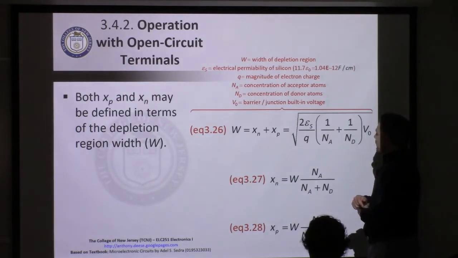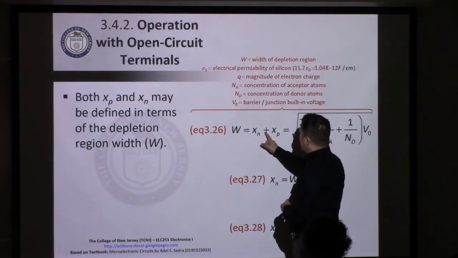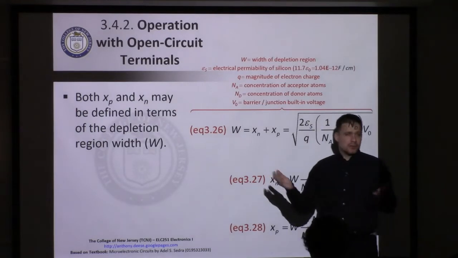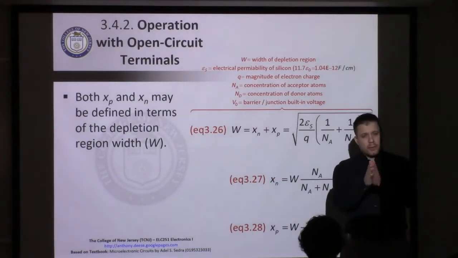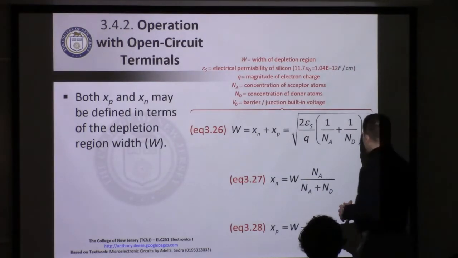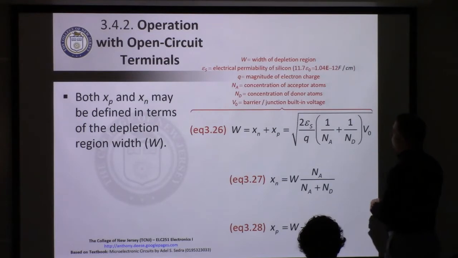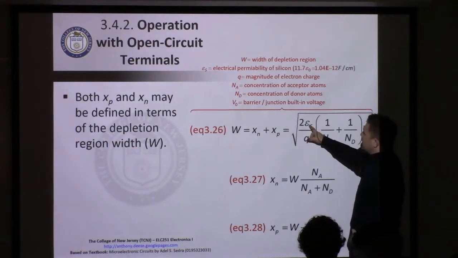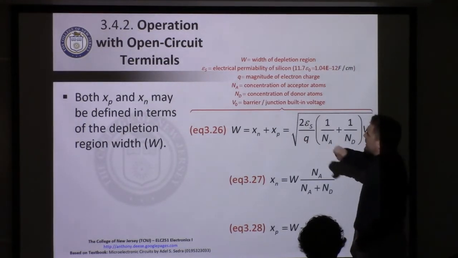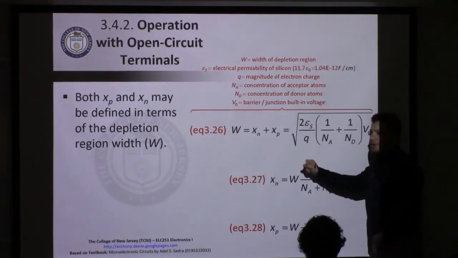Okay, so equation 326 tells us that the width of the depletion region equals xn plus xp. No duh, right? Of course, the width on the n side plus the width on the p side would equal the total width. And this equation here gives us another way of defining that. It's equal to the square root of 2 times epsilon s, which is the electrical permittivity of silicon, divided by the charge of an electron.